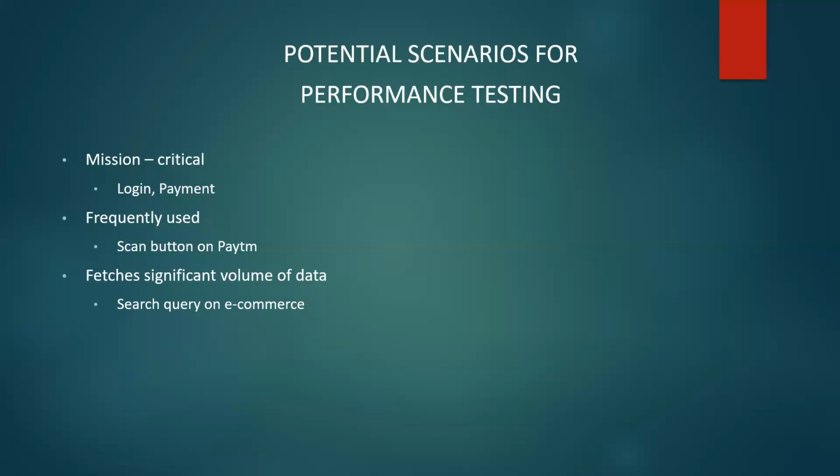Now the third potential scenario could be one that fetches a significant volume of data. Whenever you do a search query on e-commerce, for example, you are opening Flipkart and searching for some mobile, right? Now all this needs to be considered. Mobile search is more as compared to laptop search. That doesn't mean you will ignore laptop search, but you do more transactions per hour in the case of mobile searches, right? Am I making sense? Yes. Yeah, that thing you need to consider.